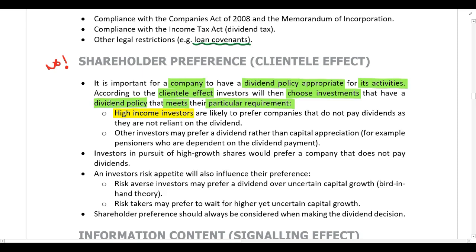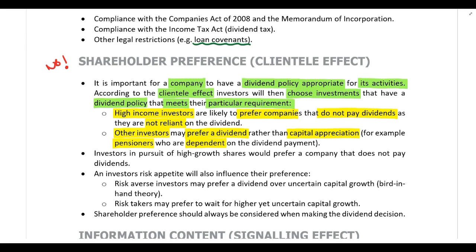High-income investors, for example, are likely to prefer companies that do not pay dividends because they are not reliant or dependent on the dividend. On the other hand, other investors, such as pensioners, might be dependent on that dividend payment. So they would prefer a company that pays dividends on an annual basis instead of capital appreciation. So the company must have a dividend policy that's appropriate for their activities, and then investors will choose investments which have a dividend policy that meets their particular requirements.